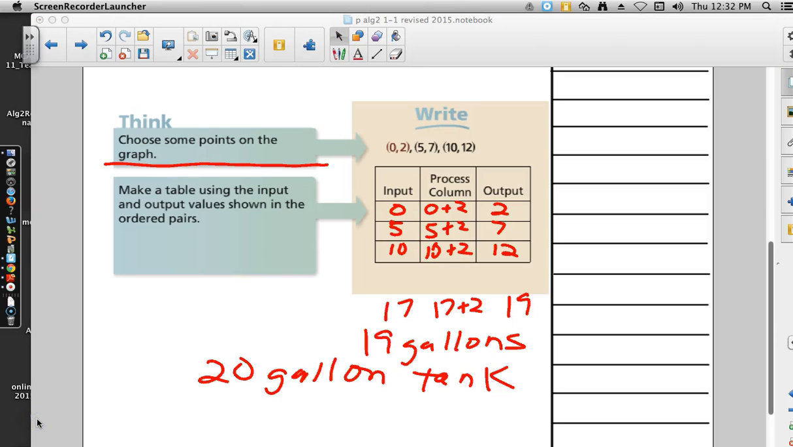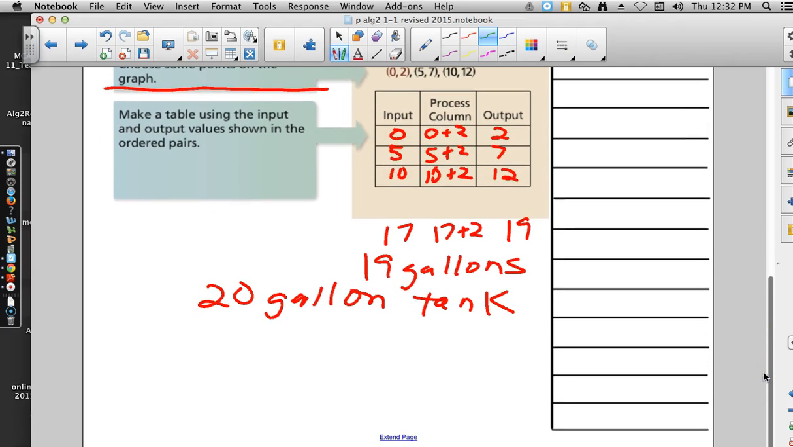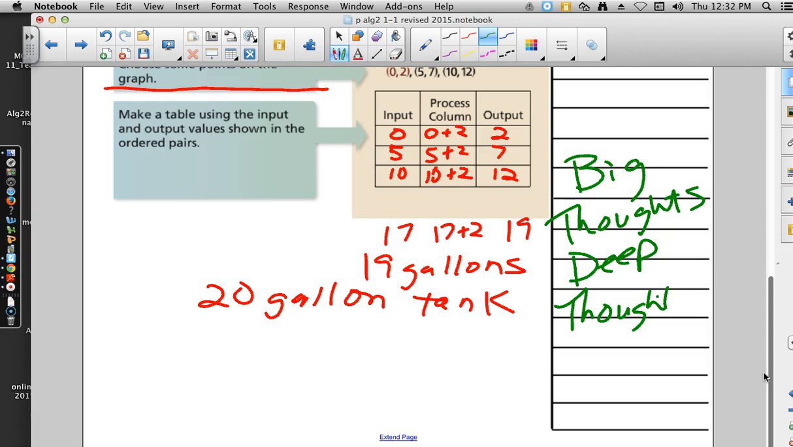Use a graph to find a pattern, and they have one for us on the next page. Again, these lines over here are for any of those big, deep thoughts that you had while I was explaining how to do those problems, things that helped it click for you. So let's take a look.